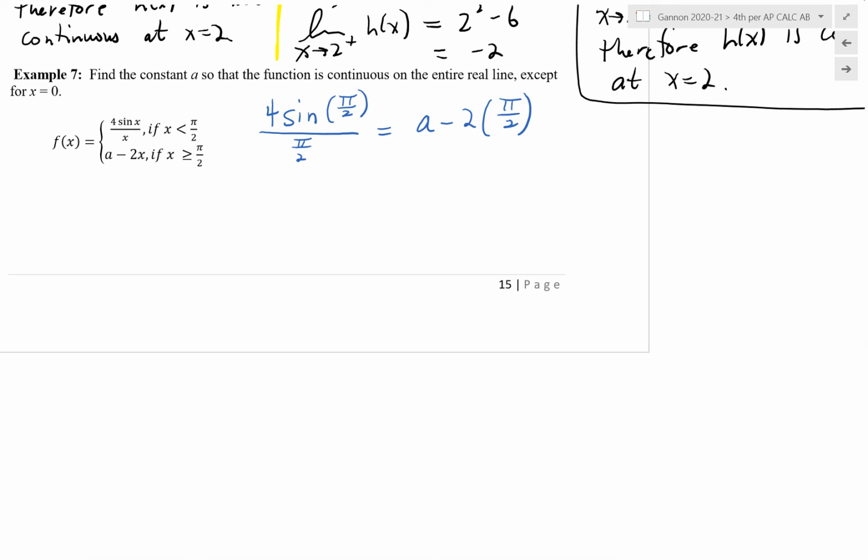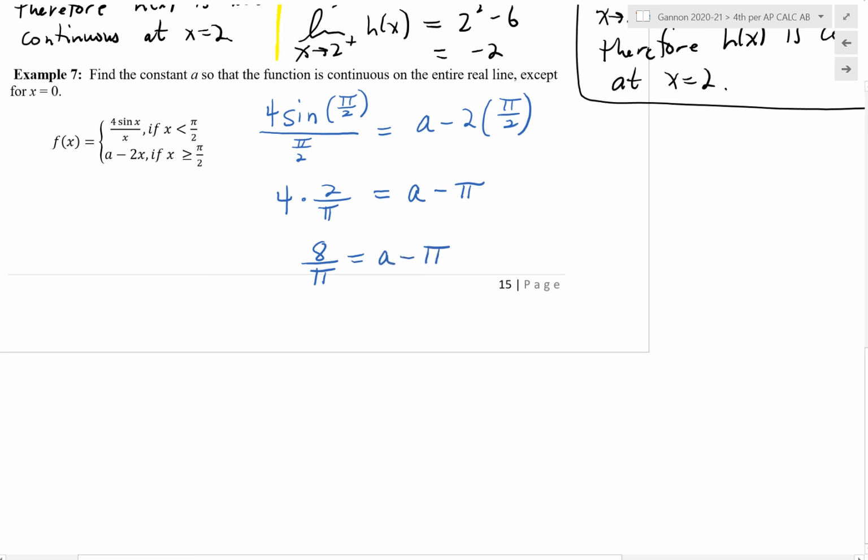If you remember, sine of pi over 2 is 1. So the numerator is 4 times 1, which is going to give me 4. Instead of dividing by pi over 2, I'm going to multiply by 2 over pi, just multiply by the reciprocal. And then on the right side of the equation, I'm going to have a minus pi. Now we want to solve for a in this case. So we're going to get 8 over pi equals a minus pi.